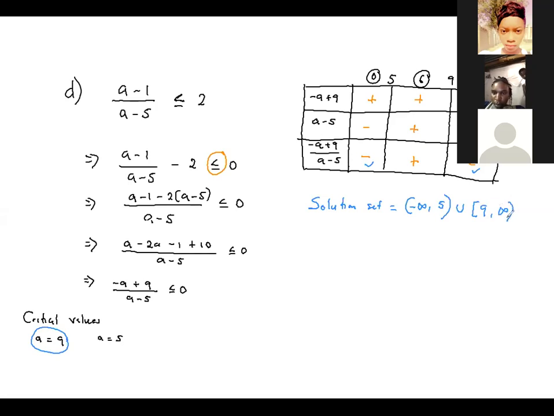Because even if we include 9, when we put it here, we'll have negative 9 plus 9, which is 0. And this is less or equal to, so it's starting from 0. So there's no harm in doing so. So that will be our solution set for this kind of question.